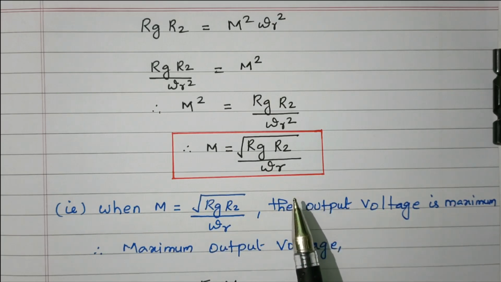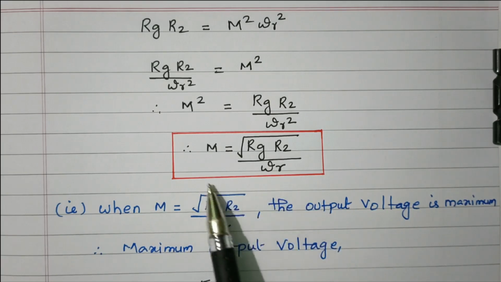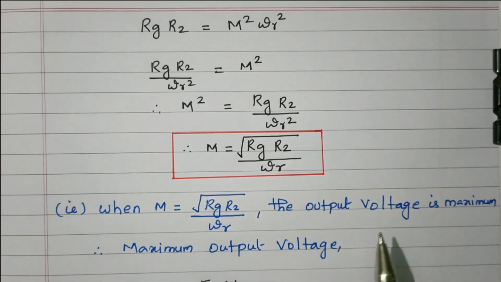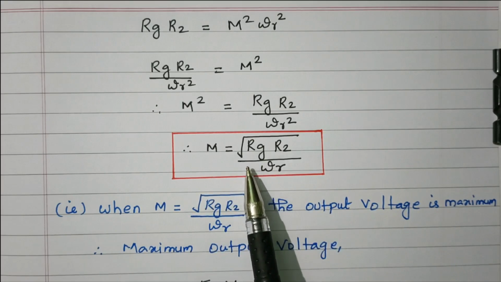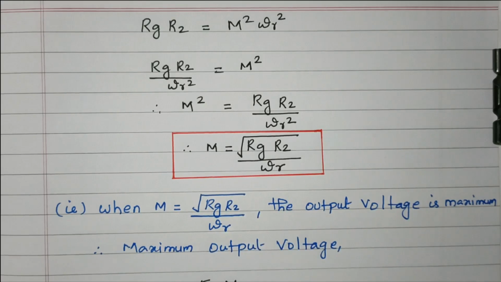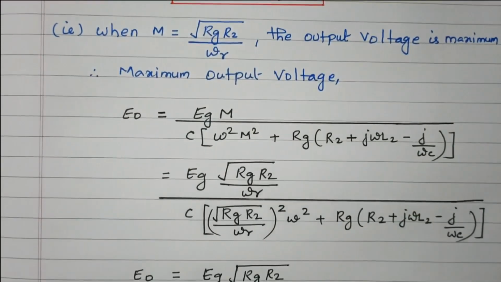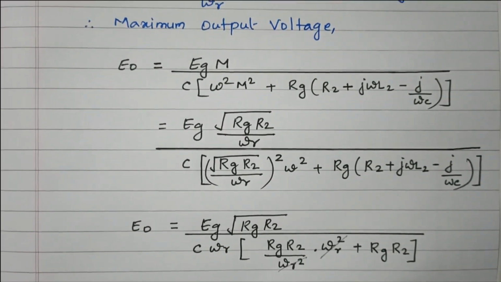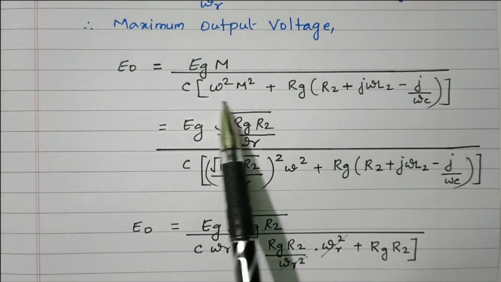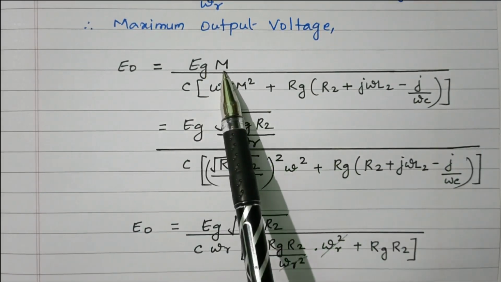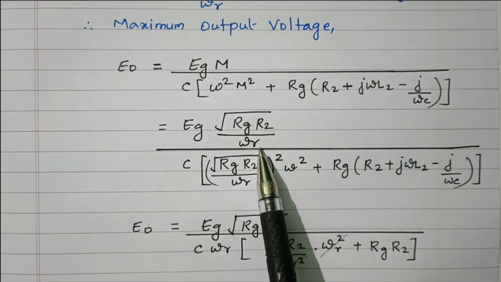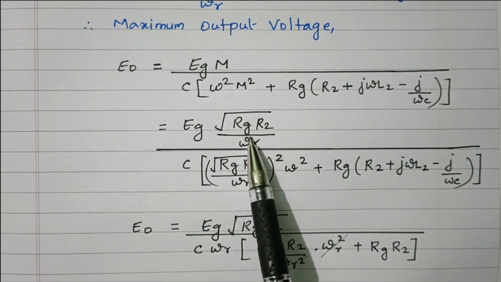dE naught divided by dM is equated to 0. At that time we got this expression for M. So this is the value at which the output voltage is maximum. So by substituting this M equal to this value, we will get the maximum output voltage. Now we'll see how we are getting the maximum output voltage. So this is the expression for output voltage E naught, EgM divided by this. Here we need to substitute M equal to square root of Rg R2 divided by omega R. So that is the condition at which it is maximum.